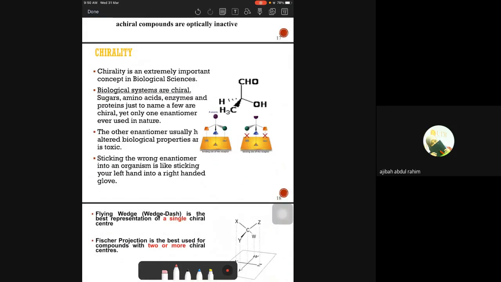And once you have this chiral compound, that chiral center will give you a chiral compound. You will end up having two optically active compounds, and this would be called a pair of enantiomers. Like earlier, the compound can rotate to the left and to the right. So these two would be considered as enantiomers.